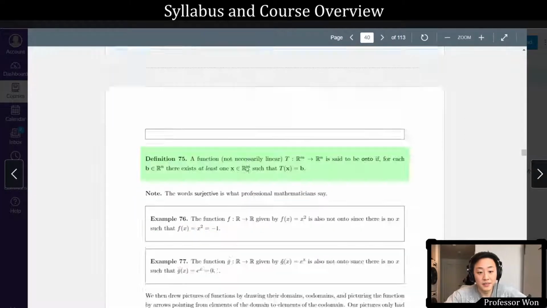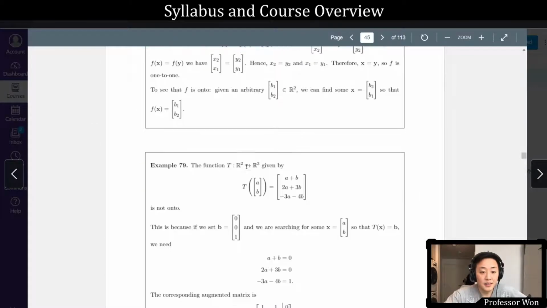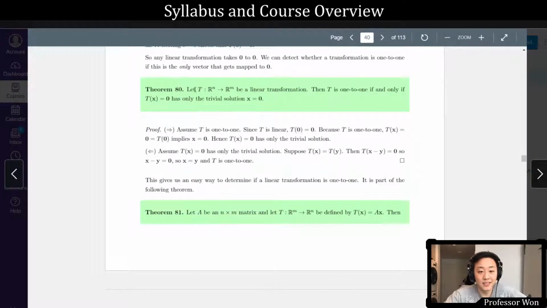There's lots of stuff, right? Let T be a linear transformation, then T is 1-1 if and only if Tx equals 0 has only the trivial solution x equals 0. You can use this result, but you need to be clear about where you're getting it from. It's theorem 80 from Math 308.